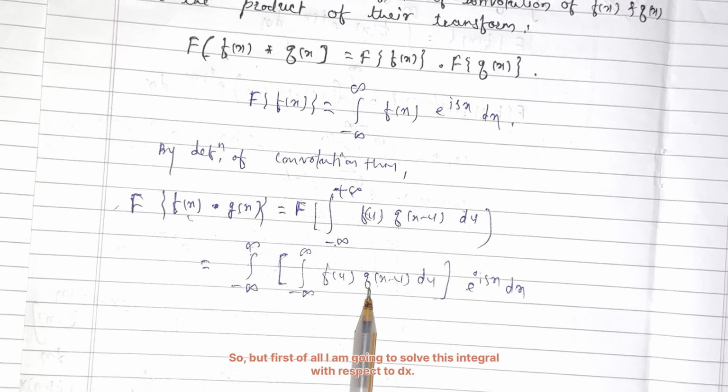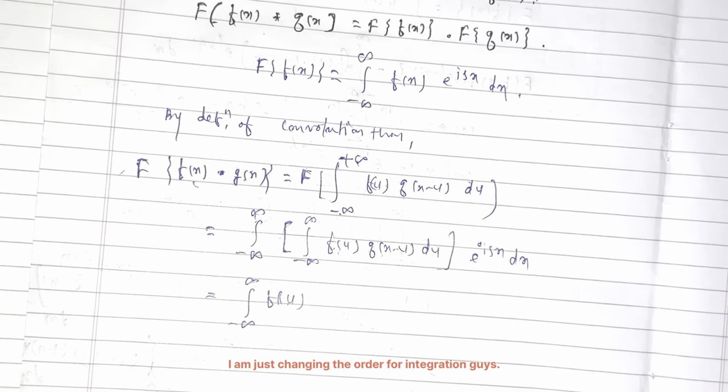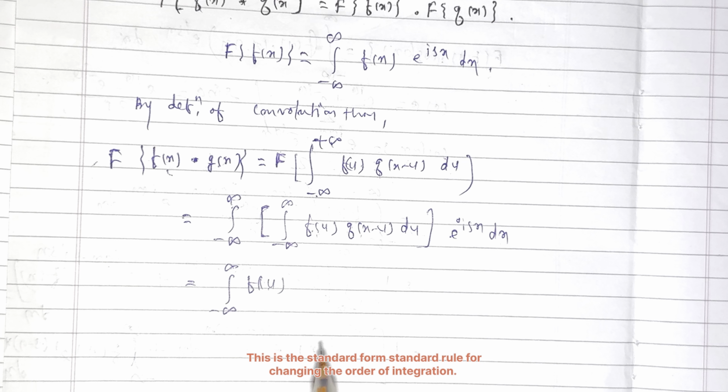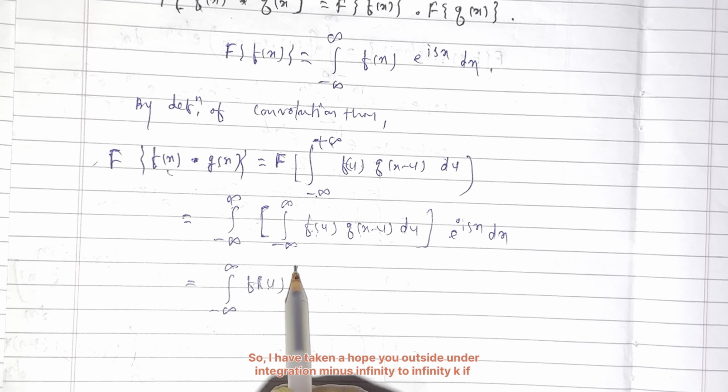Now if you are taking du outside, that means f of u is a constant with respect to dx. So I'm going to take the integral from minus infinity to infinity of f of u outside here. I'm just changing the order of integration, guys. This is the standard rule for changing the order of integration. So I have taken f of u outside.